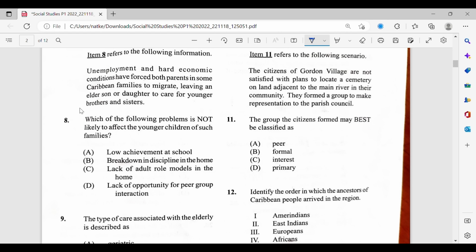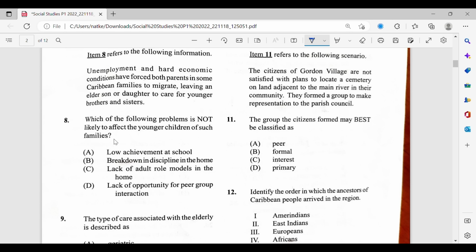Number 8. Unemployment and hard economic conditions have forced both parents in some Caribbean families to migrate, leaving an elder son or daughter to care for younger brothers and sisters. Which of the following problems is not likely to affect the younger children of such families? So which problem will they least have?